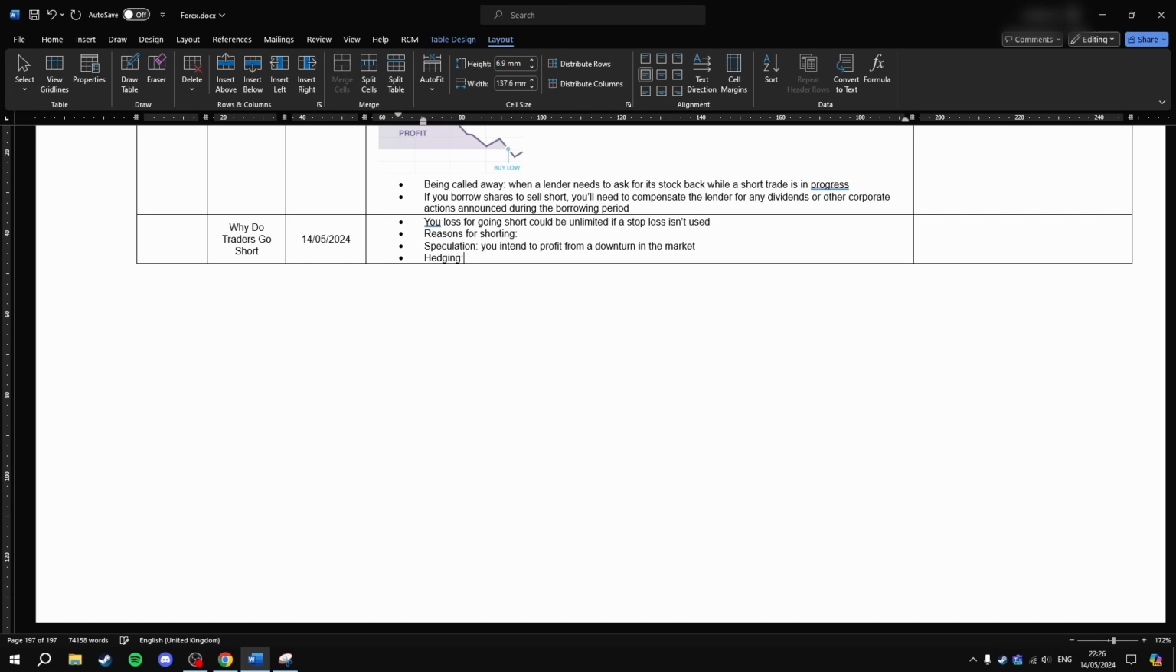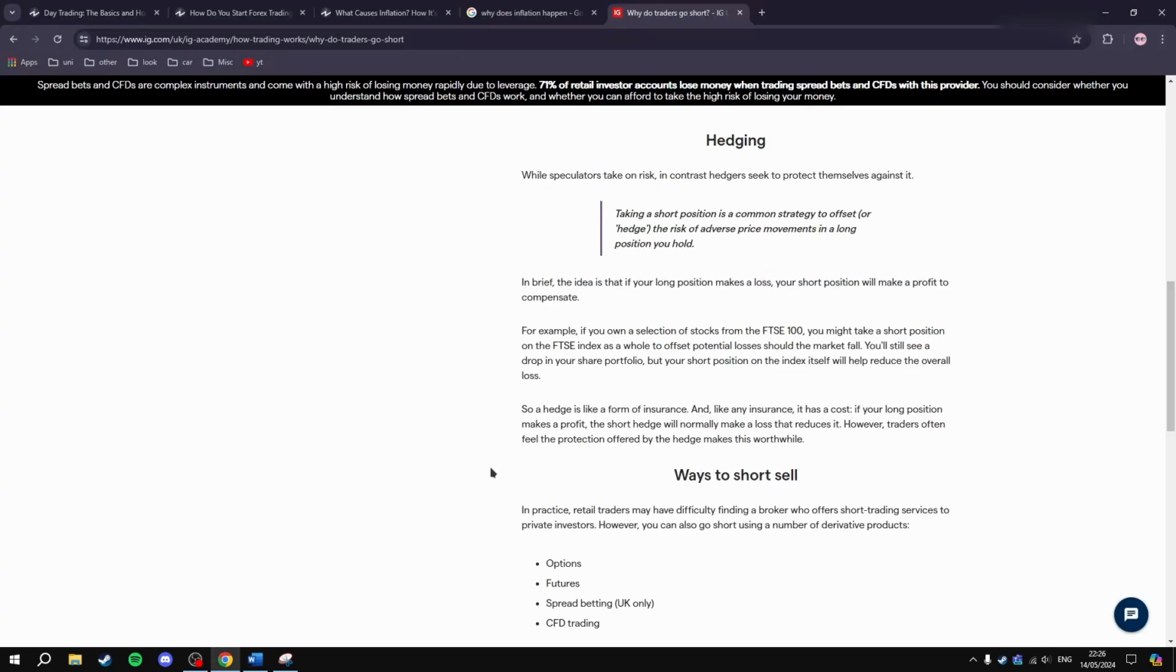Hedging. While speculators take on risk, in contrast, hedgers seek to protect themselves against it. Taking a short position is a common strategy to offset or hedge the risk of adverse price movements in a long position you hold.